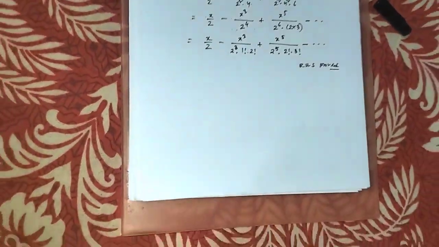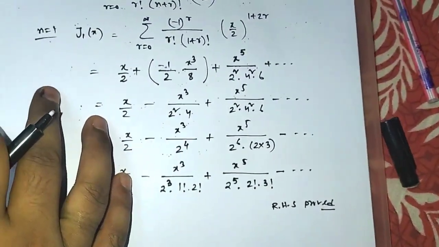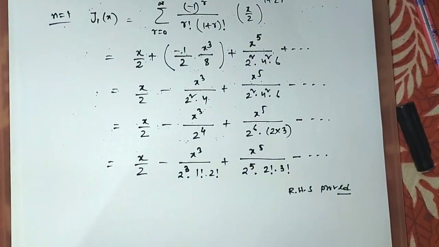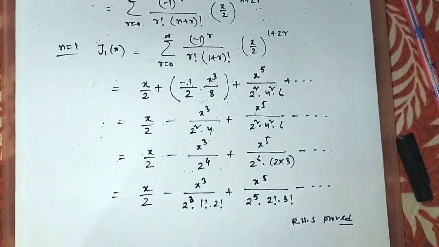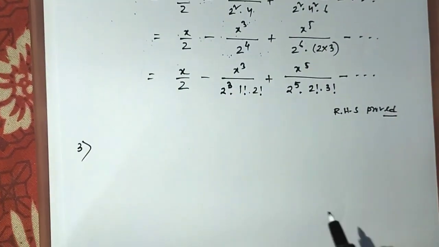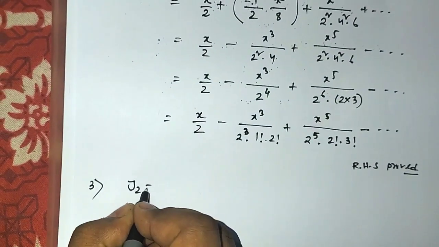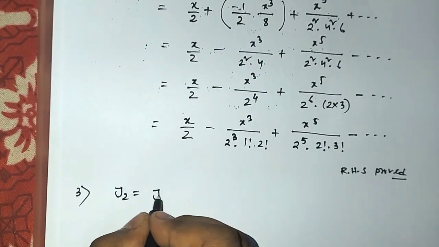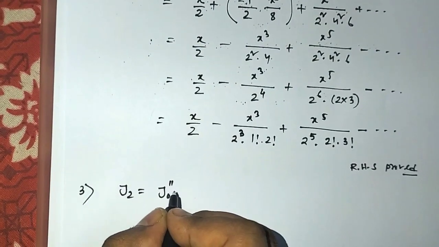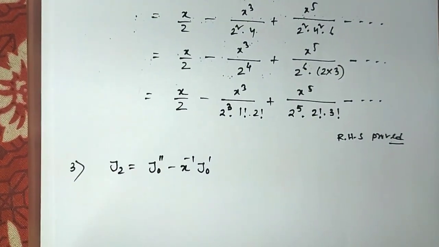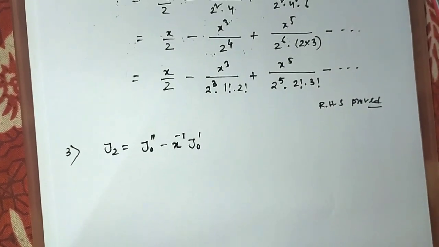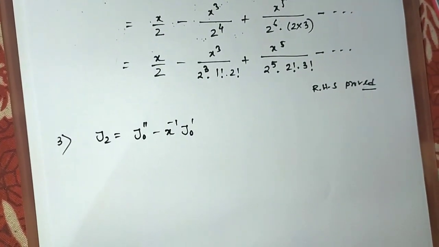So this is the first math. Now the second math is coming later. I am coming to this math now, number 3. Here it is given: prove that J2 equals J0 double dash minus x inverse J0 dash. Clear? Fine. One minute.